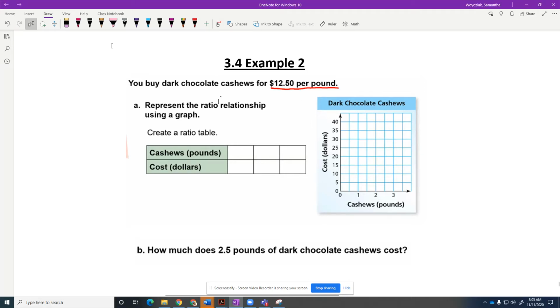Hi, this is 3.4 example 2. It says you buy dark chocolate cashews for $12.50 per pound. Represent the ratio relationship using a graph. So the first thing we're going to do, before we ever do the graph, we want to make sure we have the ratio table down to help us get those points to graph.